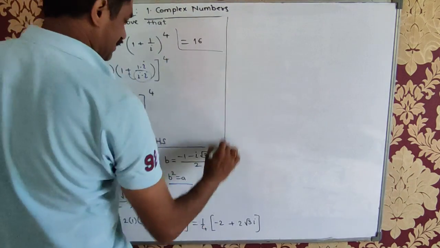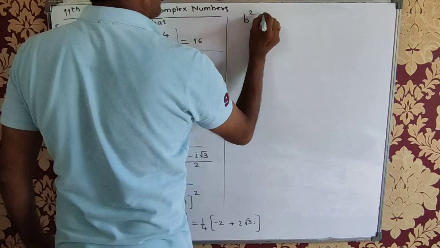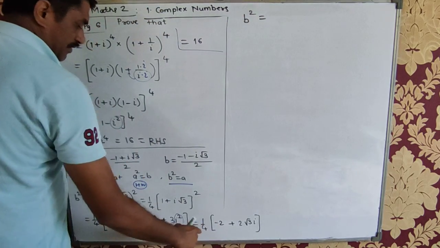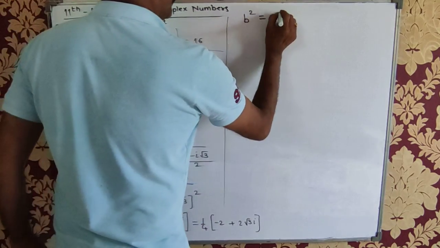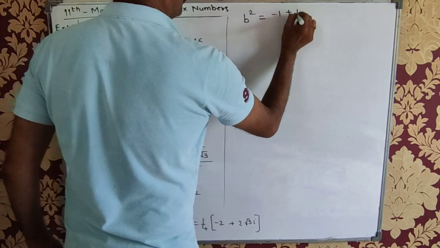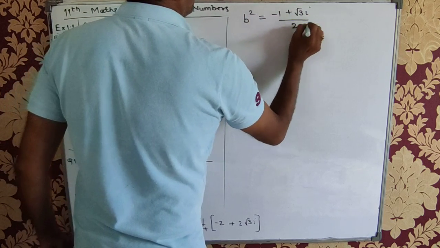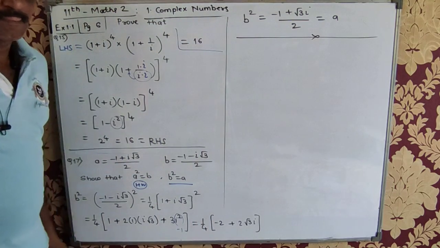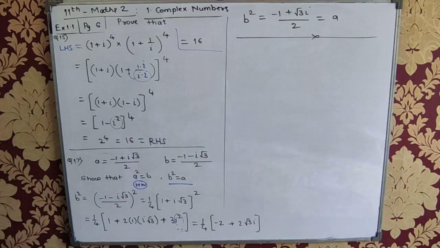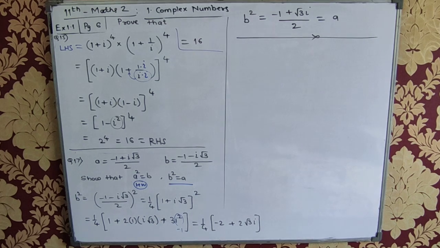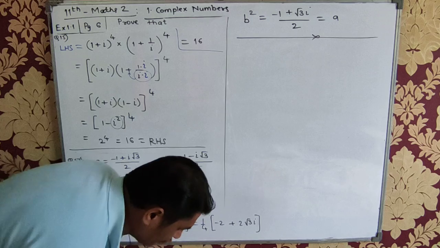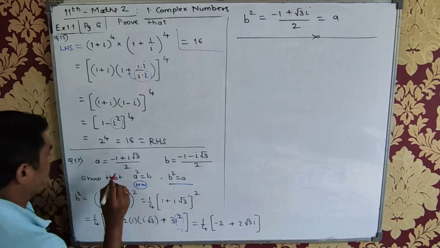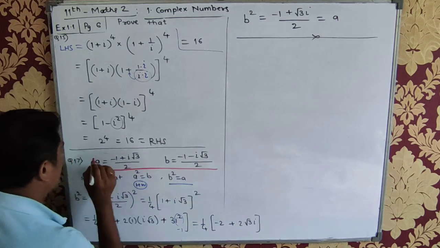Therefore, what is b square is equal to, 2 common, 1 hi 1 mein le lo aur cancel karo. 1 upon 2 into minus 1 plus root 3i upon 2, and that is equal to a. Is this okay? These two values, that is a and b, we are going to make use of this.